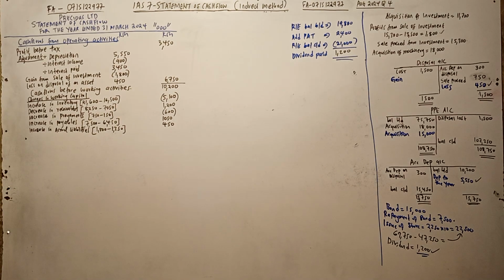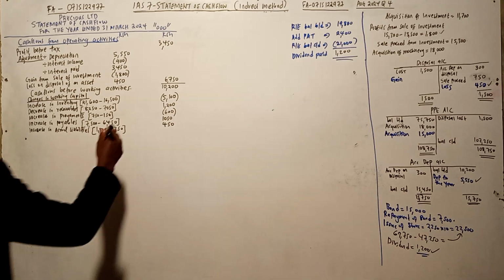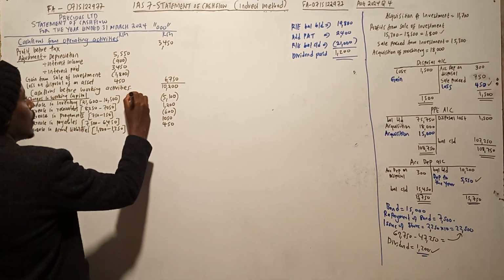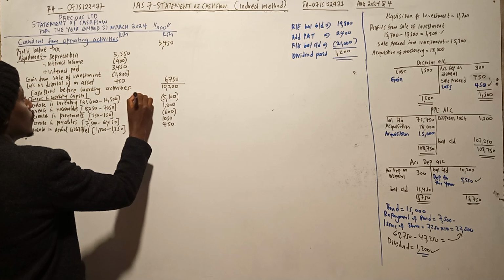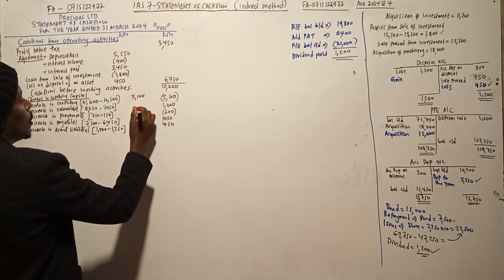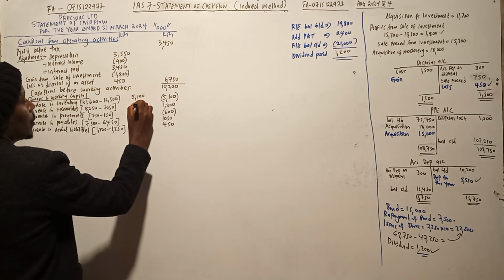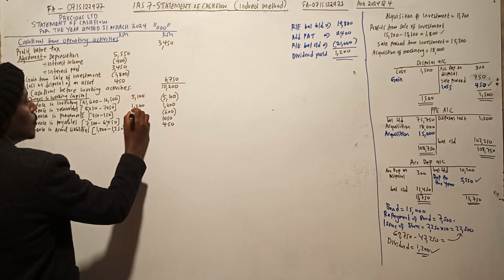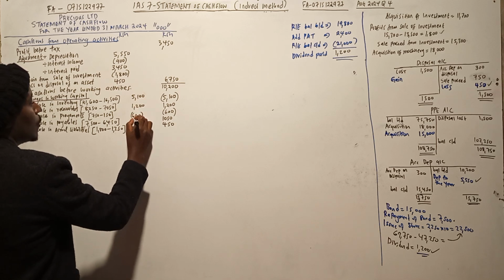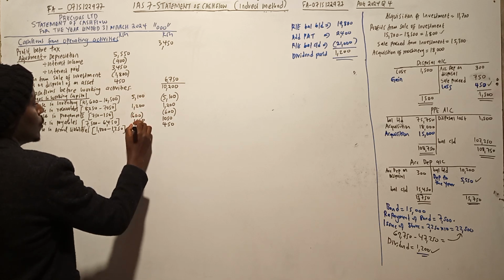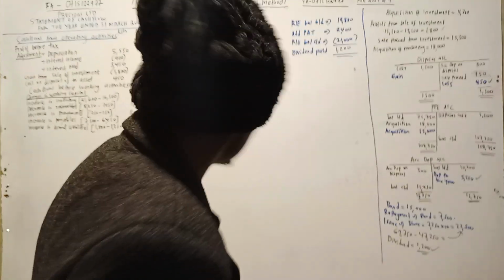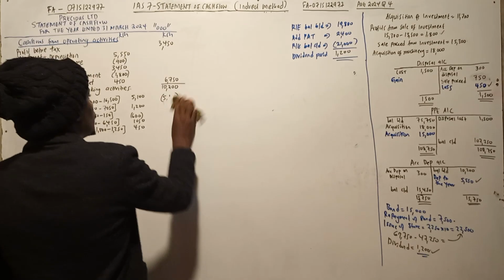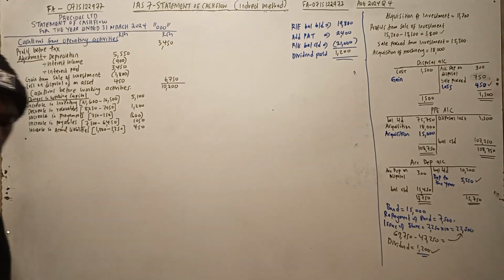Nimeweka pale pabaya. Ningeweka hapa 5100, 1200, 600, 1050, 450. So hapo I think itakuwa better, so that we get now the whole figure.